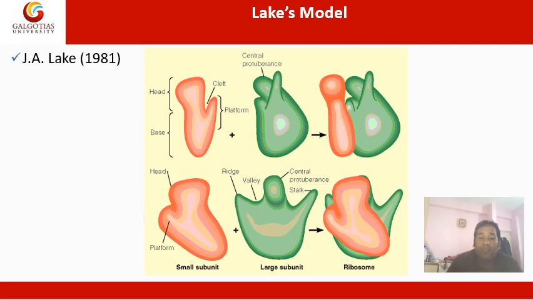Similarly, the large subunit is also composed of three different areas, called ridge, central protuberance and stalk, and the central protuberance region is separated from the ridge and stalk with the help of a region called the valley. When the head unites with the central protuberance region of the large subunit, it leads to the formation of a complete functional ribosome.